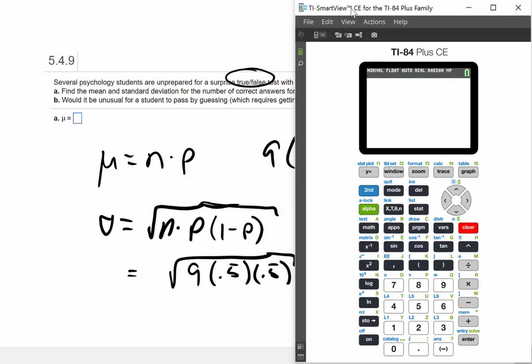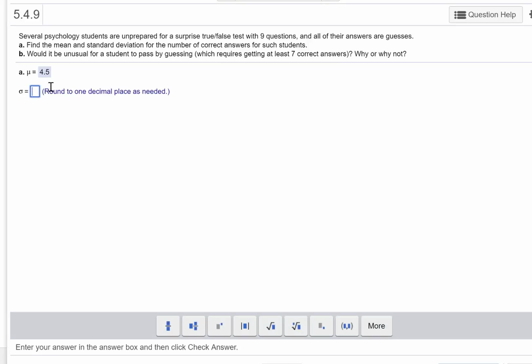Okay, I went ahead and brought the calculator up. We're going to do the square root, so second x squared, and then 9. I don't like using parentheses in this case when we just have one number in there, so I'm just going to say times 0.5 times another 0.5, and then press enter. And we get 1.5. This is rounded to 1 decimal place, so you really have to be careful with rounding on all these, so make sure you pay attention. Almost always it will tell you what to round to.